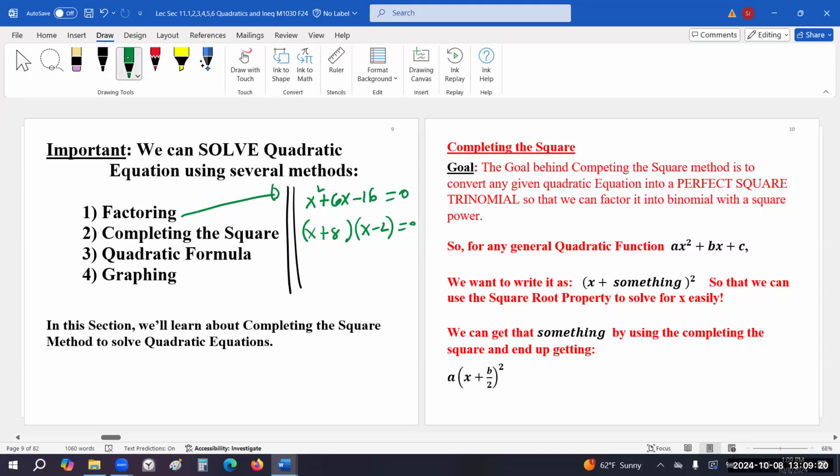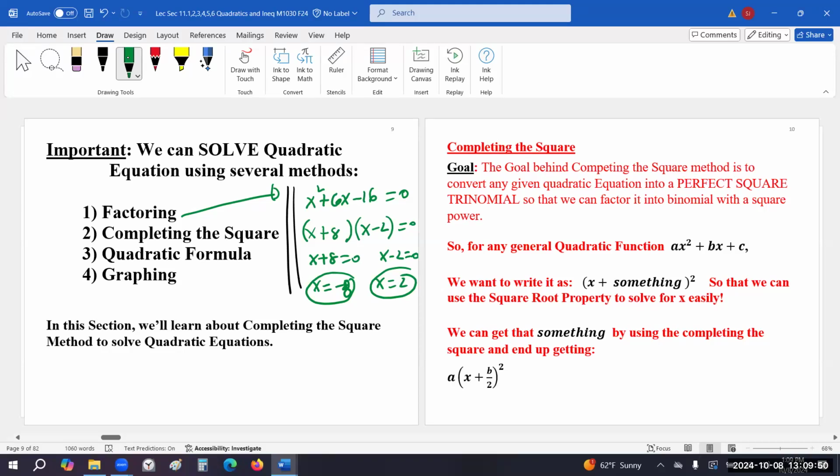We have a quadratic. We factor if it's possible. So if it is possible, we factor, and then what do we do? We set each factor equal to 0, right? So we get x equals a negative number and x equals a positive number. So this is called the factoring method. You factor, you set each factor equal to 0, and then you solve for x.